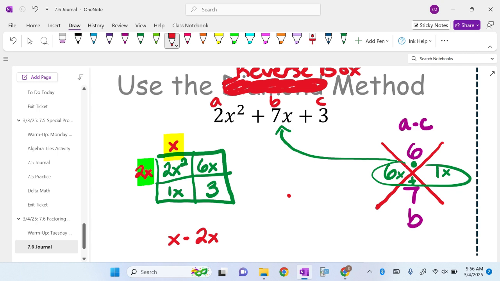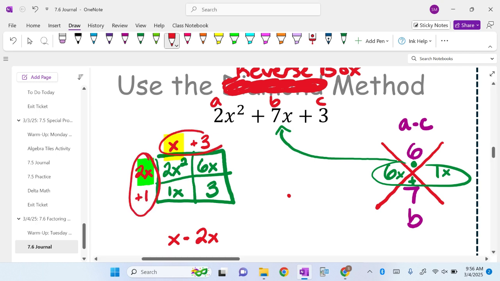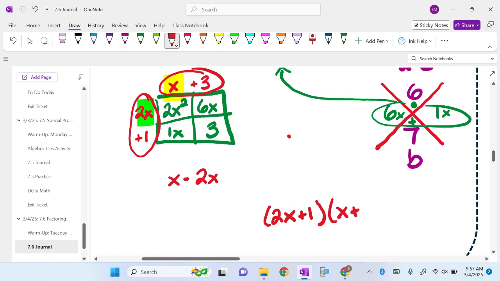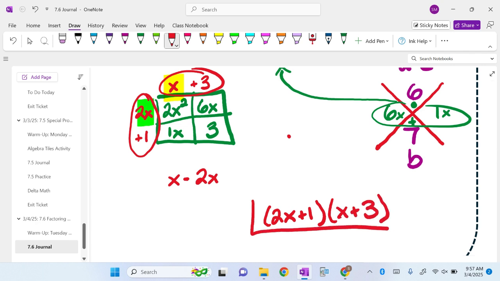And then once we got our x place, the rest of it's easy. What times 2x gives you 6x? 3. So this is plus 3. What times x gives you 1x? 1. So this is plus 1. And we got our two factors. So my two factors are 2x plus 1 times x plus 3.